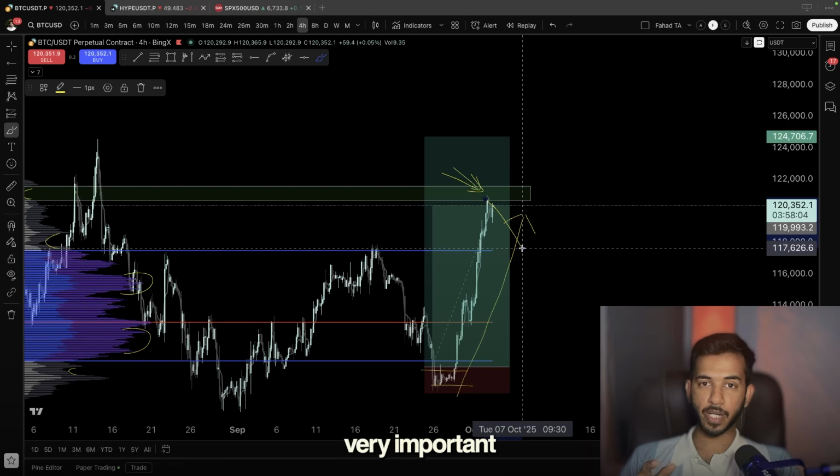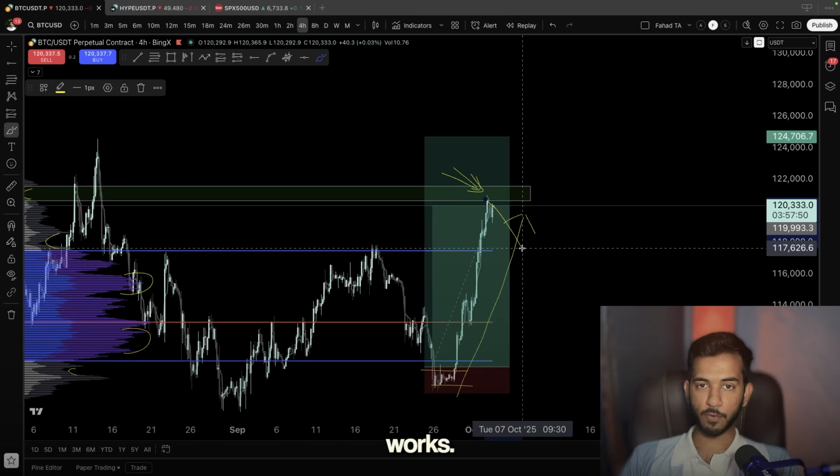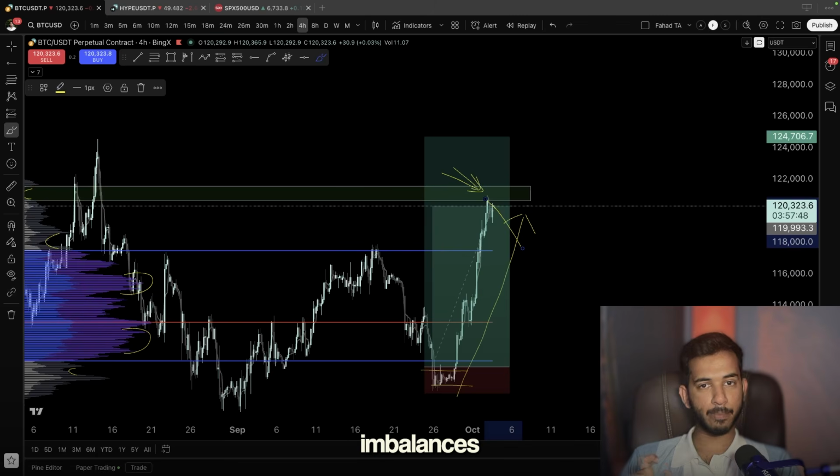So it's very important that you understand the importance of the areas where there is the least amount of volume as well, because the market makers will get the price there, fill in their orders, and then convert that imbalance into a balance. That is how the market works. So it's important that you start understanding imbalances as well. So that was my mistake number two.